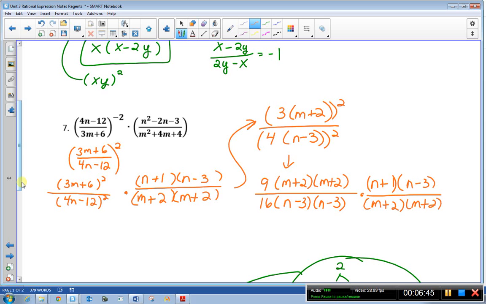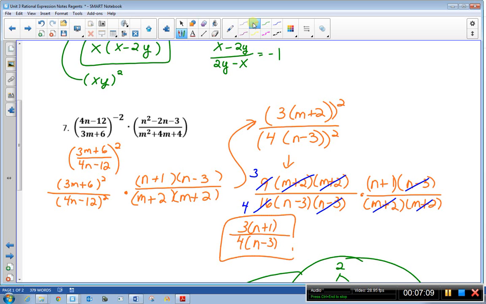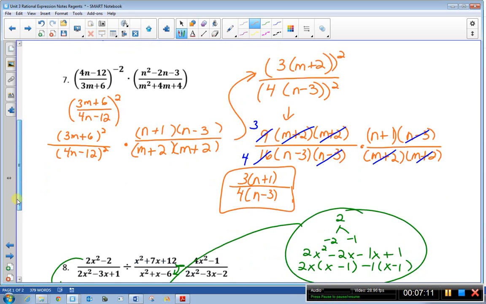And now I can cancel stuff. So the m plus 2's both go. The n minus 3's both go. And so 9 and 16 become 3 and 4. So I end up with 3 times n plus 1 over 4 times n minus 3. And that's the answer to that one.